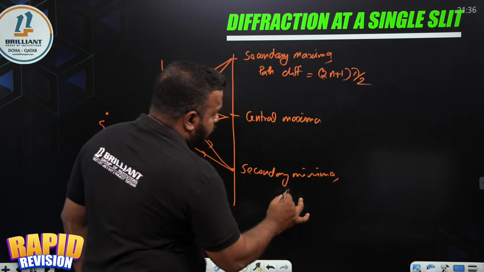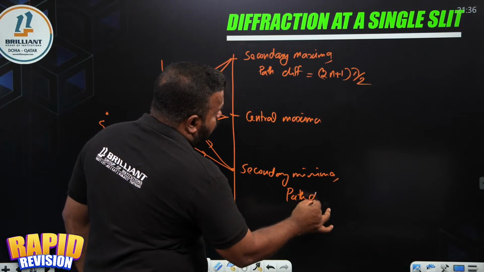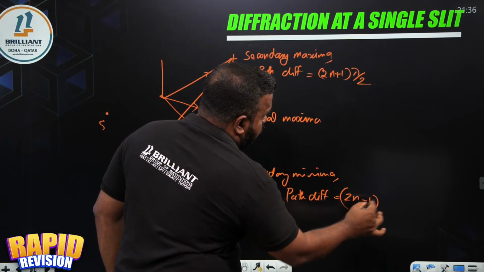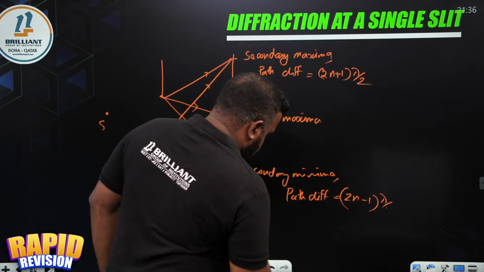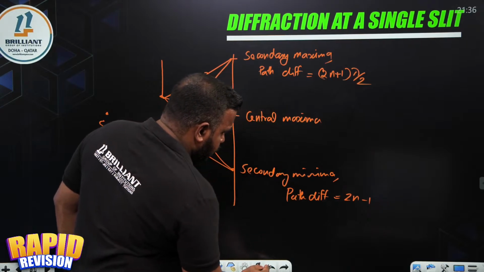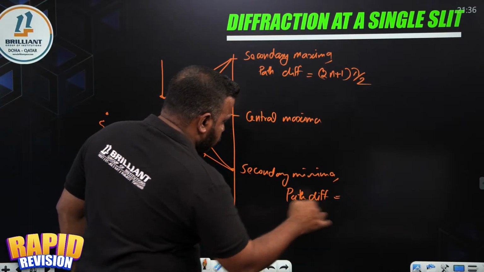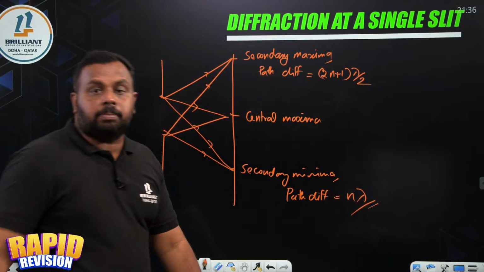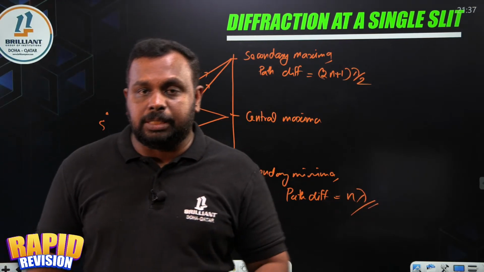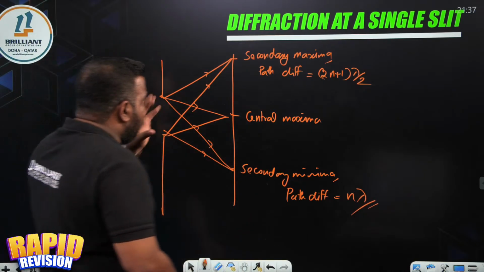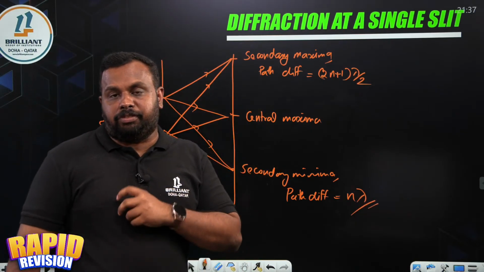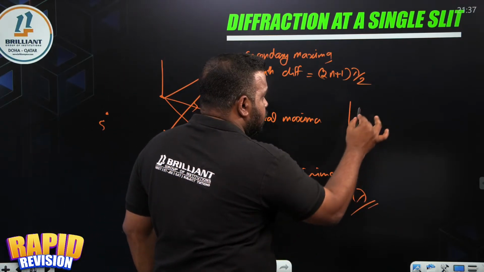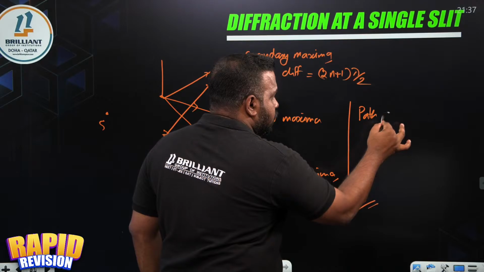Sorry, the condition for minima in diffraction is the condition for bright in interference. That means path difference is equal to n lambda. Path difference is n lambda. Please study this. And another thing is, how can you find path difference? There is a formula for path difference.